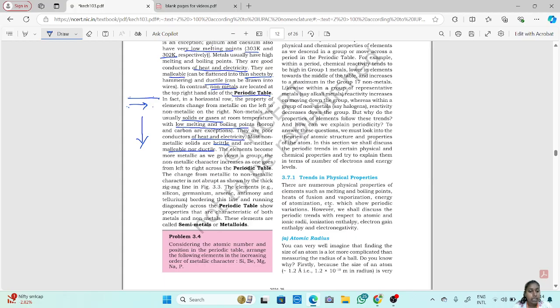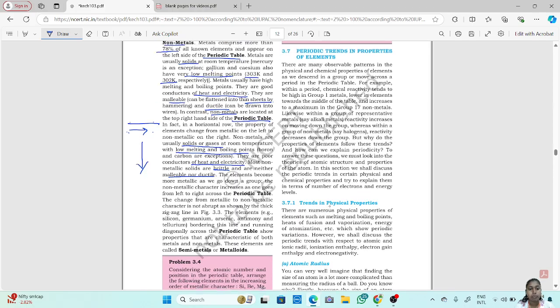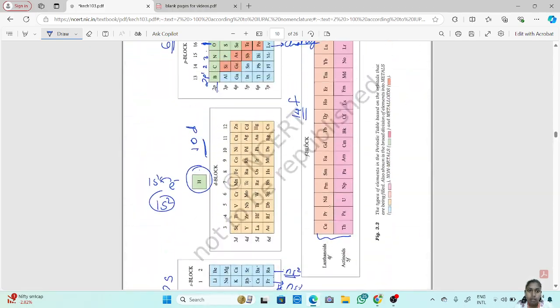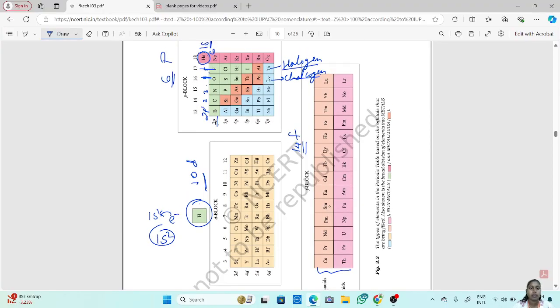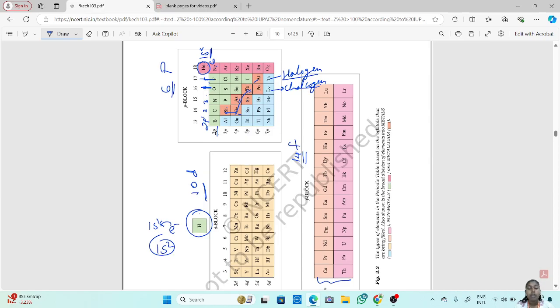Elements like silicon, germanium, arsenic, antimony and tellurium are the bordering elements. These lines running diagonally across the periodic table show properties that are characteristic of both metals and non-metals. So these elements, silicon, germanium, arsenic, tellurium, antimony, show both properties of metals as well as properties of non-metals.